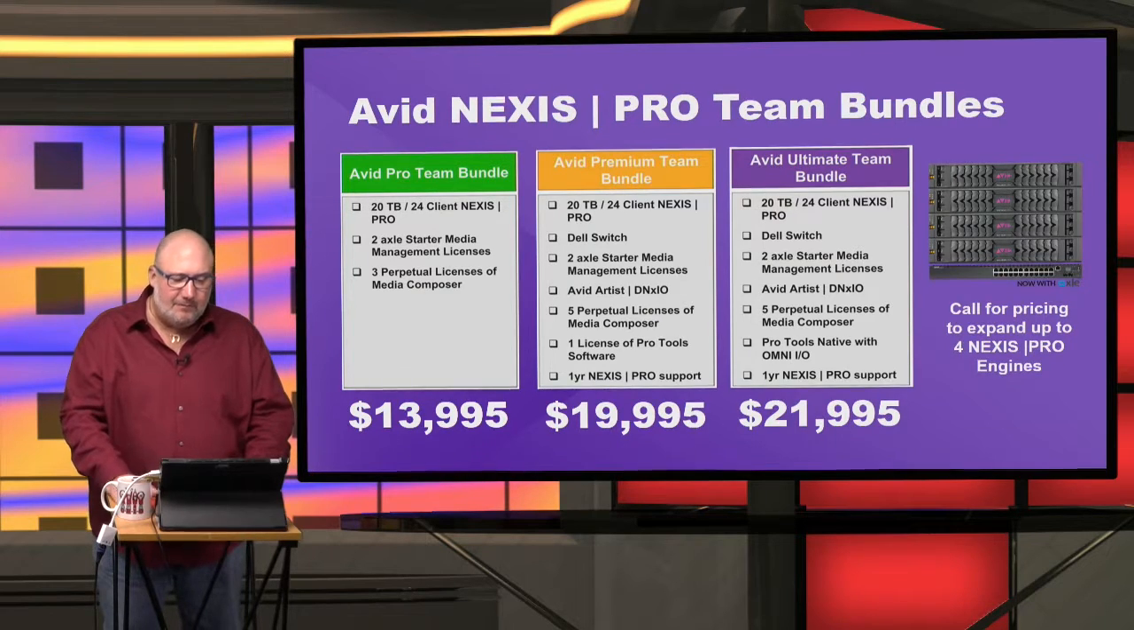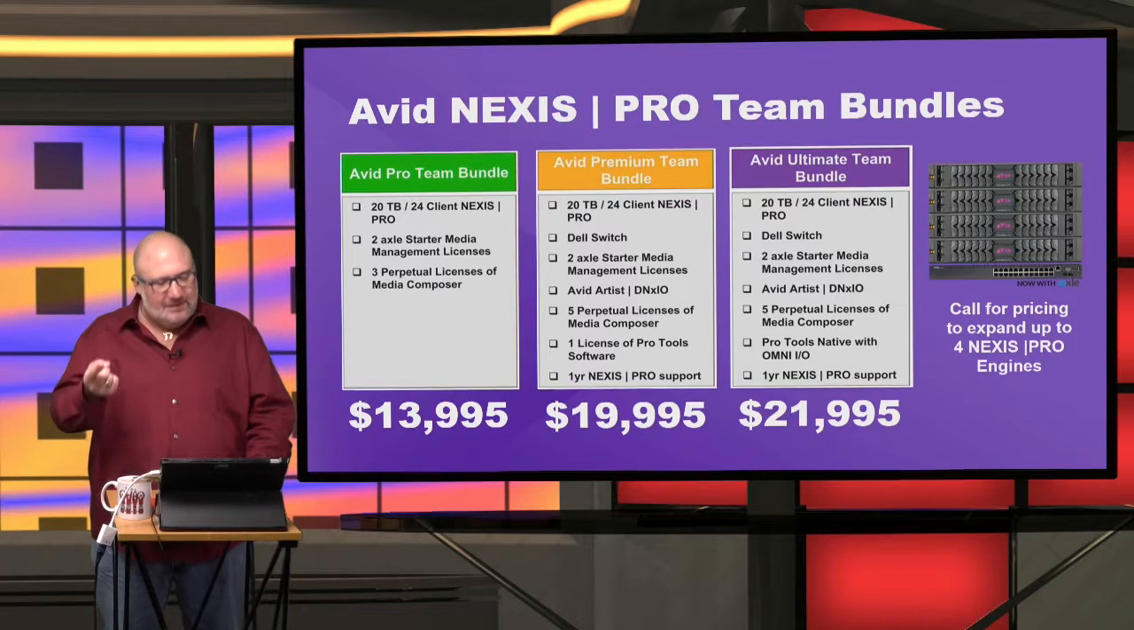Then there's my favorite one, which is the Premium Team Bundle, which gives you the Switch, the Nexus Pro, a DNX I/O board for getting 4K and 2K and HD inputs and outputs with your workflow. You get 5 perpetual licenses of Media Composer, one license of Pro Tools, and Nexus Pro support for $19,950.